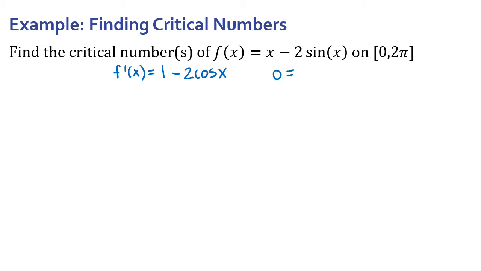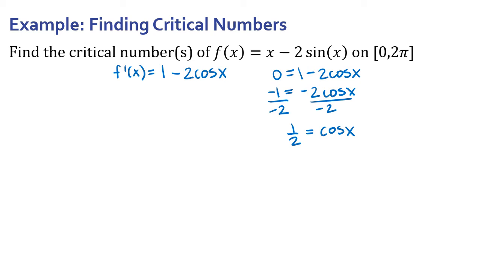So it's going to equal 0 when 0 equals 1 minus 2 times the cosine of x. Solving for the cosine of x, first subtract 1 from both sides, and then we'll divide both sides by -2 to isolate the cosine. So we get the cosine of x equals 1/2.